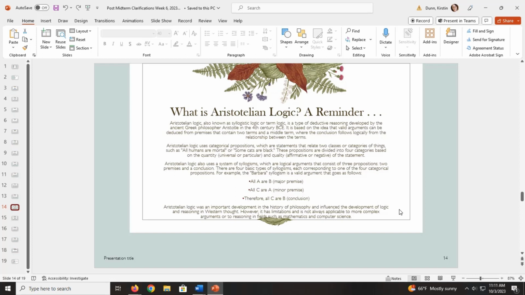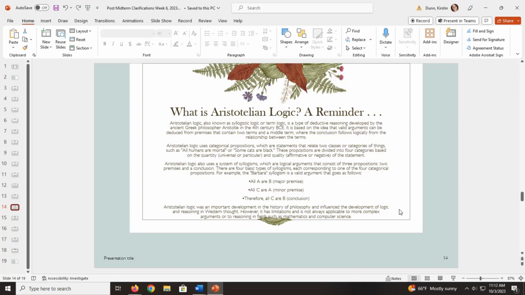Aristotelian logic uses categorical propositions, which are statements that relate to two classes or categories of things, such as all humans are mortal or some cats are black. These propositions are divided into four categories based on the quantity, universal or particular, and quality, affirmative or negative, of the statement. Aristotelian logic also uses a system of syllogisms, which are logical arguments that consist of three propositions, two premises and a conclusion. There are four basic types of syllogism, each corresponding to one of the four categorical propositions.